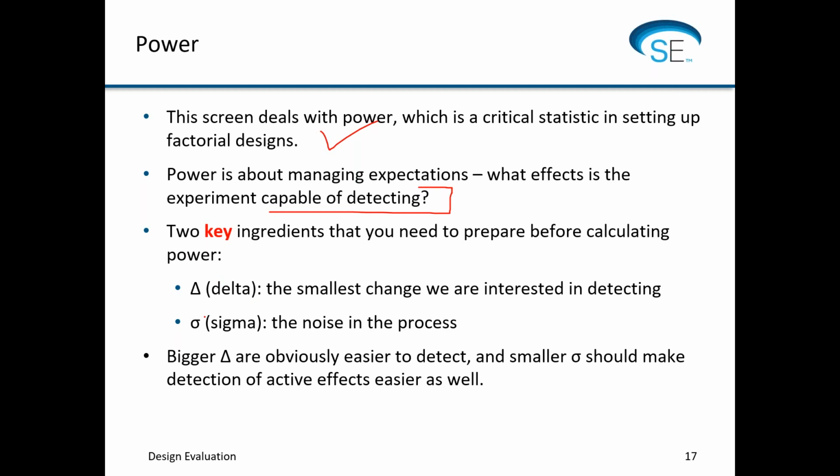Finally, the noise in the process, the sigma, meaning how noisy is your process. Intuitively, bigger deltas are easier to detect. If I'm looking to see what takes my cake from a 1 to a 9, that should be easier to discover than what takes my cake from a 7 to a 7.1. And obviously, it makes sense that if I have a process that's not noisy, that has good resolution, it should also be easier to detect active effects.